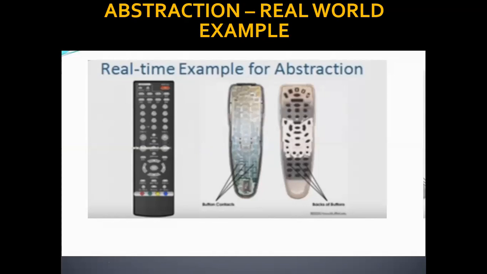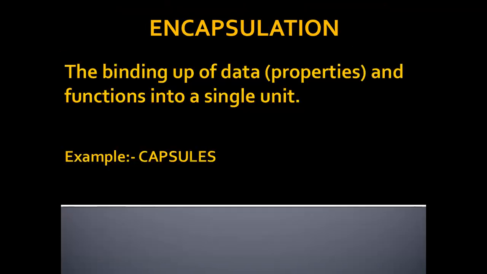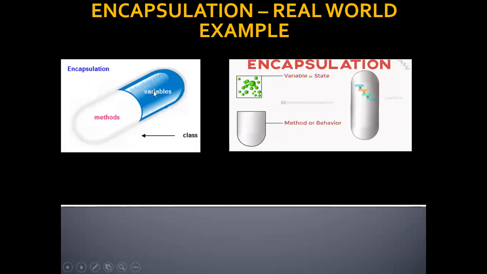All right. The fourth one is encapsulation: the binding up of data and functions into a single unit. That is called encapsulation. We have the example of capsules. Now look at this capsule. We have methods and variables. The collection of methods and variables bonded together forms a class. That is called encapsulation. So a class is the best example of encapsulation. We can call a variable a state, and we can call a method a behavior.